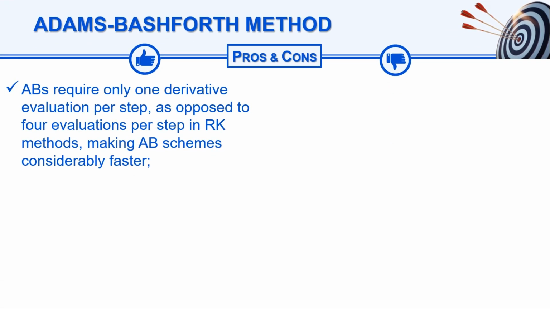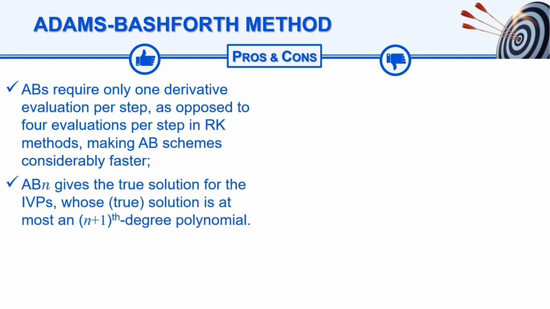The advantages of the Adams-Bashforth methods are: they require only one derivative evaluation per step, as opposed to 4 evaluations per step in Runge-Kutta methods, making Adams-Bashforth schemes considerably faster. Adams-Bashforth n gives the true solution for initial value problems whose true solution is at most an n+1 degree polynomial.